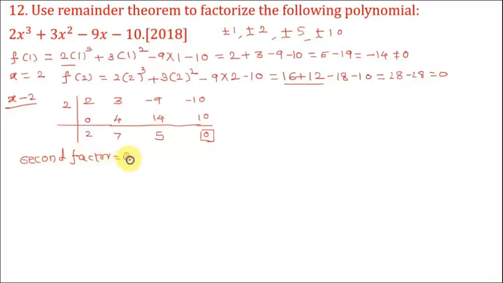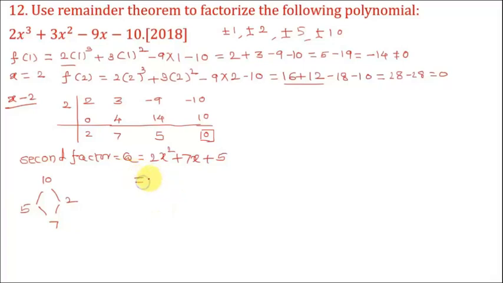is equal to 2x square plus 7x plus 5. Again factorize this. 2 into 5 is 10. Now the factors: sum should be 7 and product is 10. Therefore the numbers are 5 and 2. Their sum is 7 and product is 10.